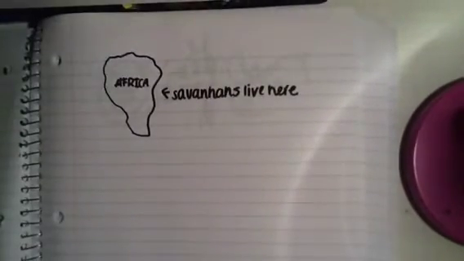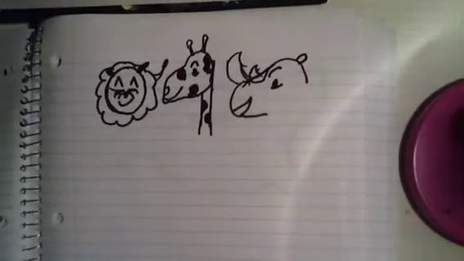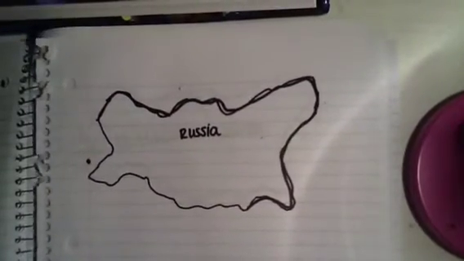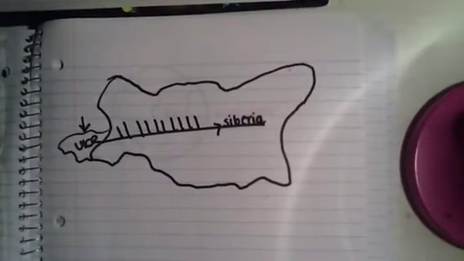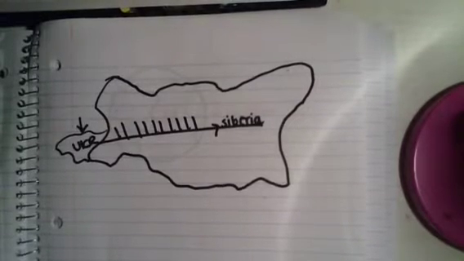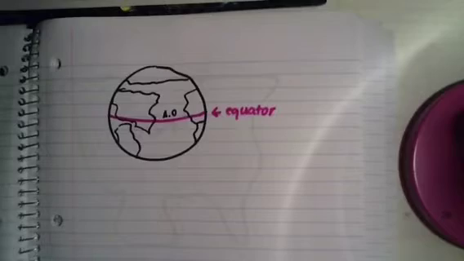Found in Africa, the savanna has many animals such as lions, giraffes, rhinos, and many other species. There are also temperate grasslands in Russia. A large grassland is so large that it stretches from the Ukraine of Russia all the way to Siberia, which is a long ways away. Climates vary due to how close the continent is to the equator.